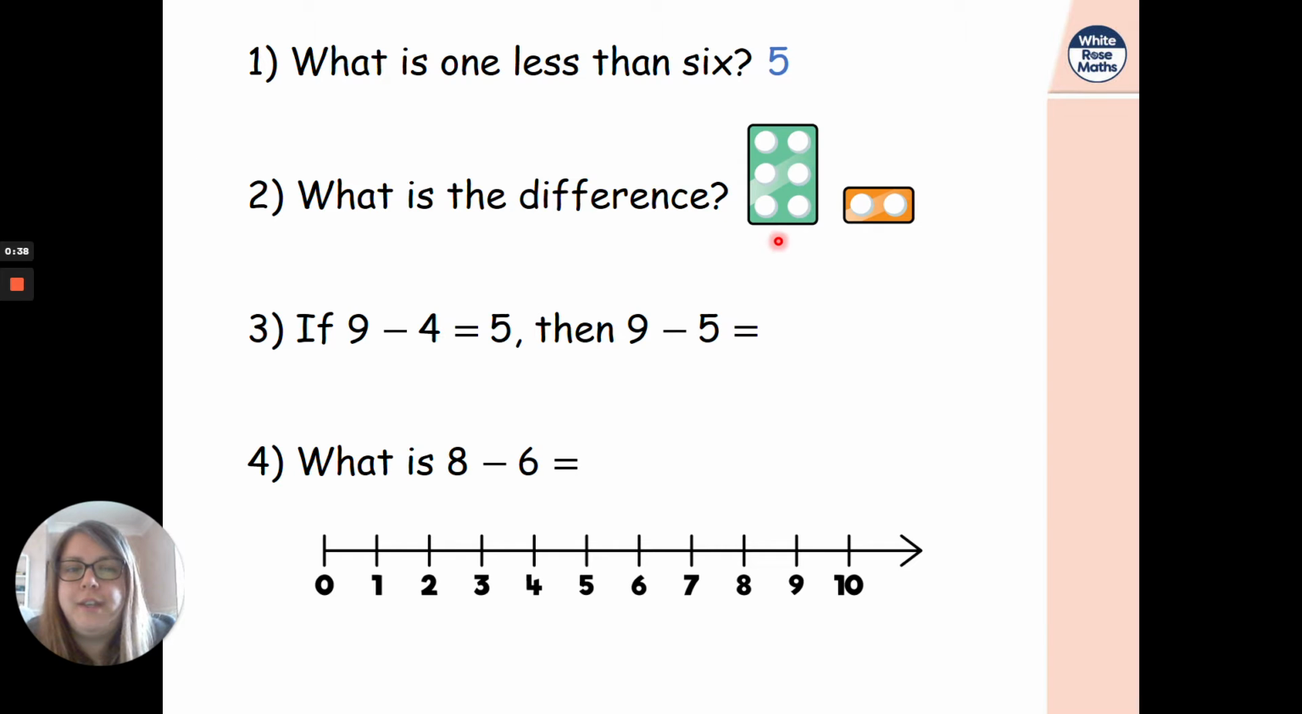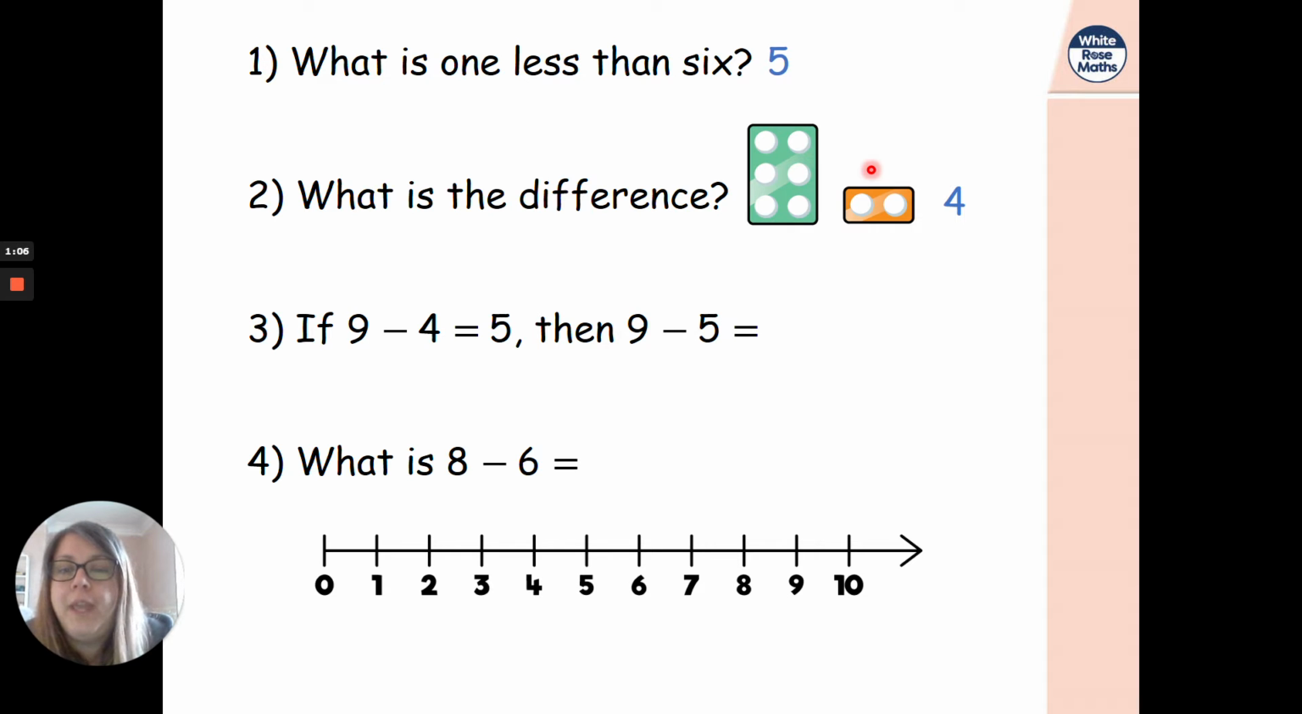So what is the difference between these two Numicon? That's something that we're going to look at today, isn't it? Let's see if you can have a little think. What is the difference between these? We've got a difference of colour, a difference of size, a difference of shape, and there is a difference in number as well, which is what we're going to look at today, and the difference is 4. So well done if you managed to say that, but we are going to look at that today.